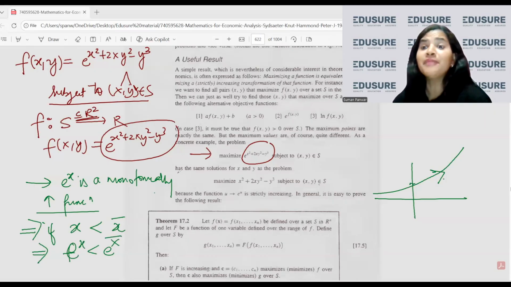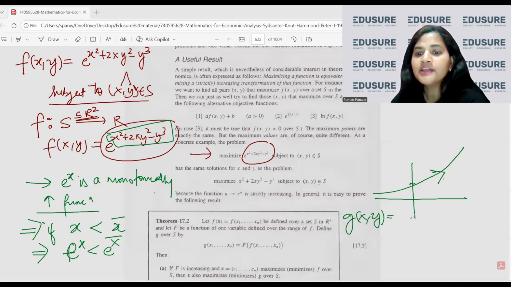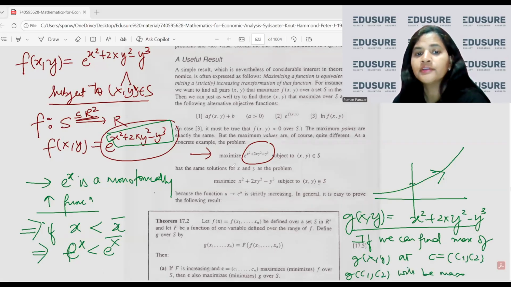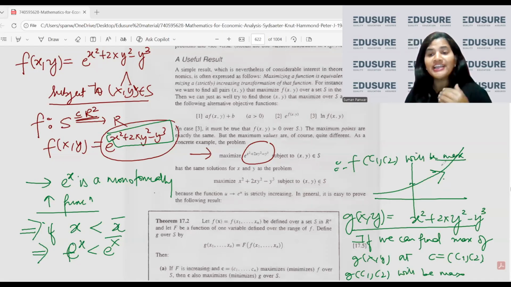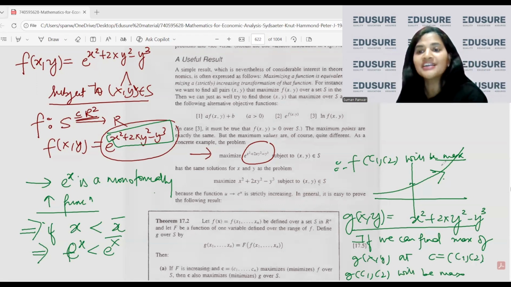That means if I'm able to find the maxima of this particular function, so let us consider the function g(x,y) equal to x squared plus 2xy squared minus y cubed. If we can find the maxima of g(x,y) at c equal to (c1, c2), for example, then g(c1, c2) will be max, and therefore f(c1, c2) will be max. That means if I have a composition of a function with a monotonically increasing function, the maximum value can be found by finding the maximum value of the function over which it is defined. That is what we are trying to say over here.